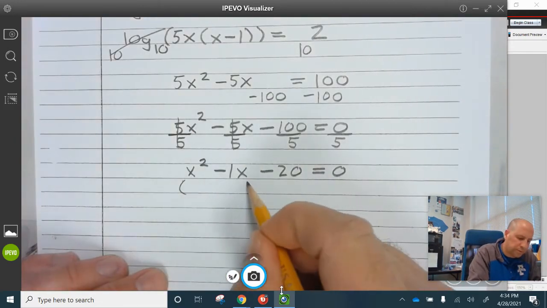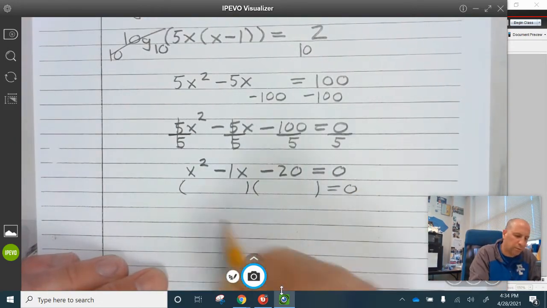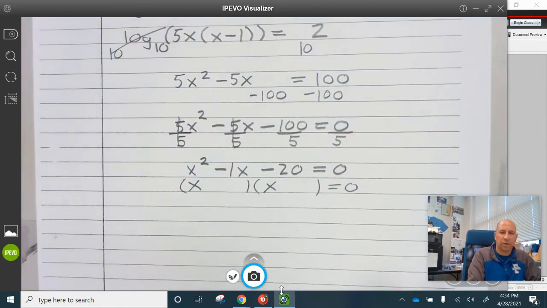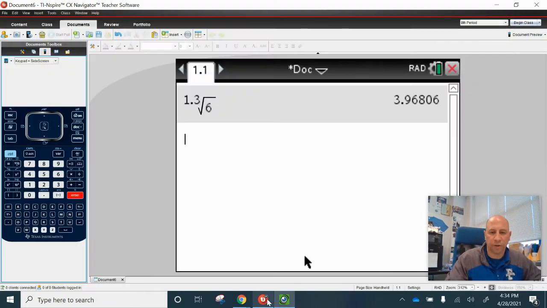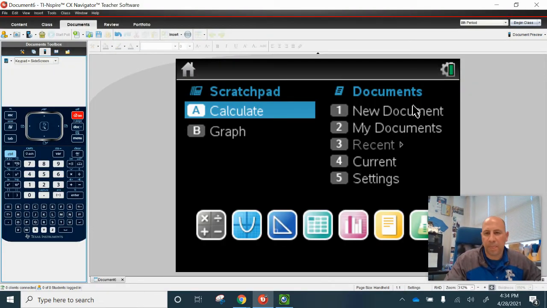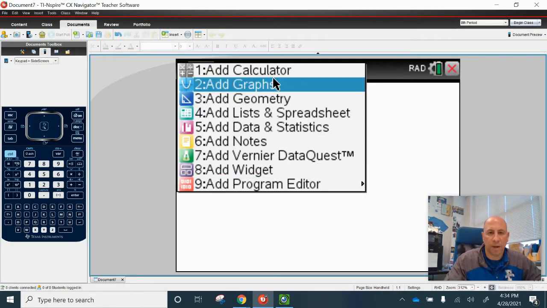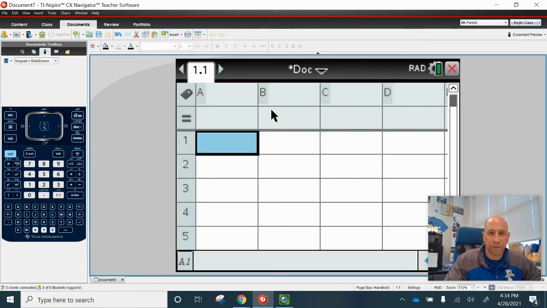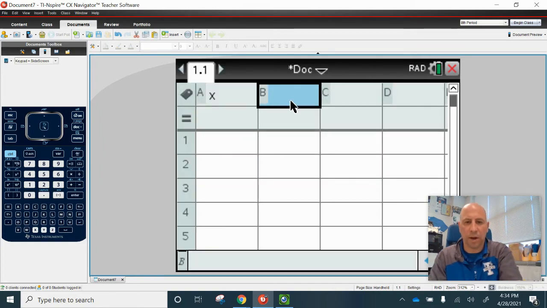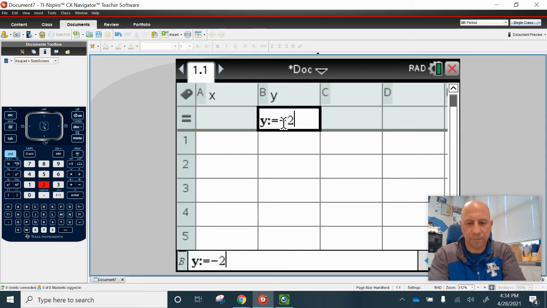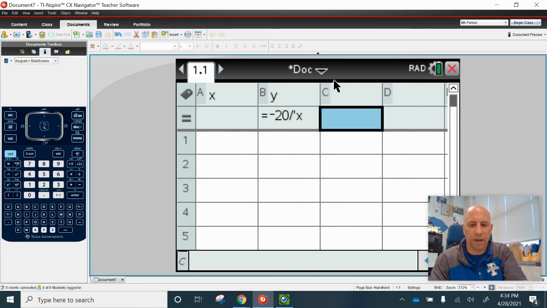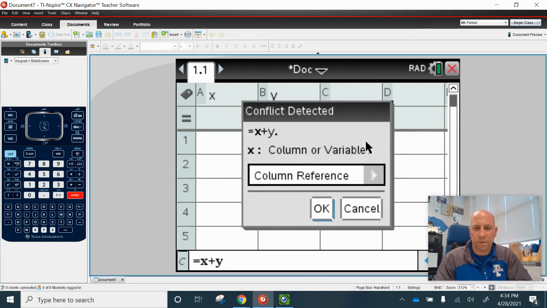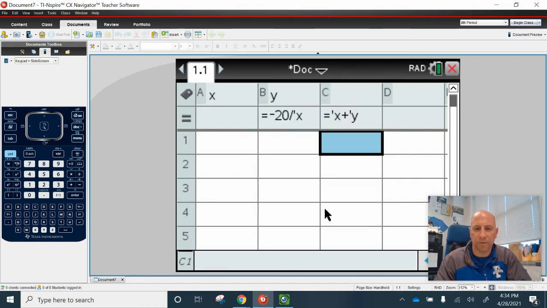Okay, two parentheses equals 0. X and x makes x squared. Now we need to find the two numbers that multiply to give you negative 20 and combine to be negative 1. And we can use our calculator for that. So on new document, add lists and spreadsheet. So x, y, negative 20 divided by x. You want to call that variable reference, press OK. And then x plus y, variable reference, press OK.